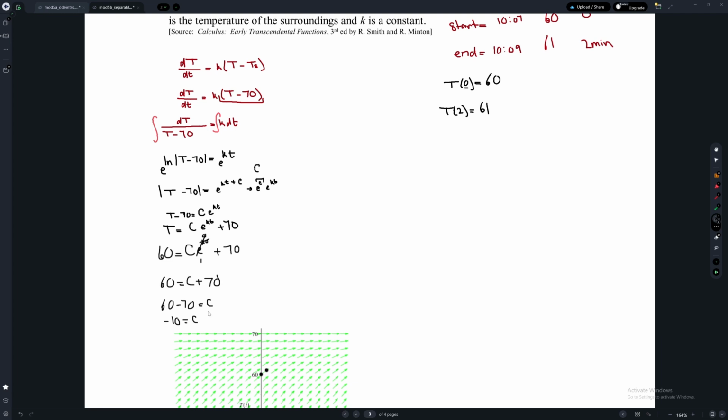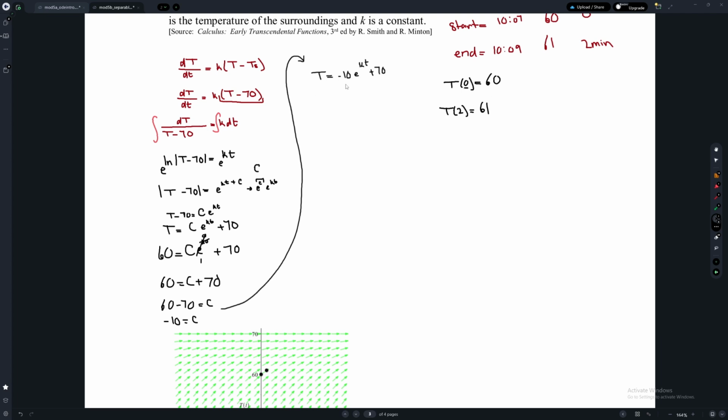Now you can sub that in. So this is our equation, don't forget. And so I'm going to go up here to my second point. So I'll take this. All right. And so my second part, our equation now becomes, since I found my c, which is negative 10, e to the k t plus 70. Now I can sub in my second point and find my k.